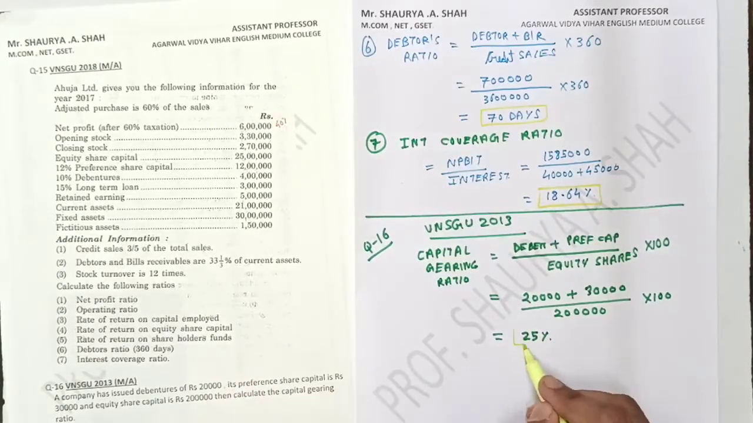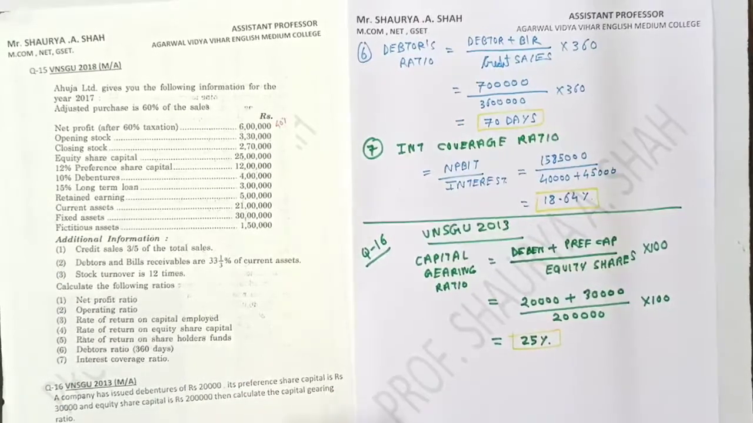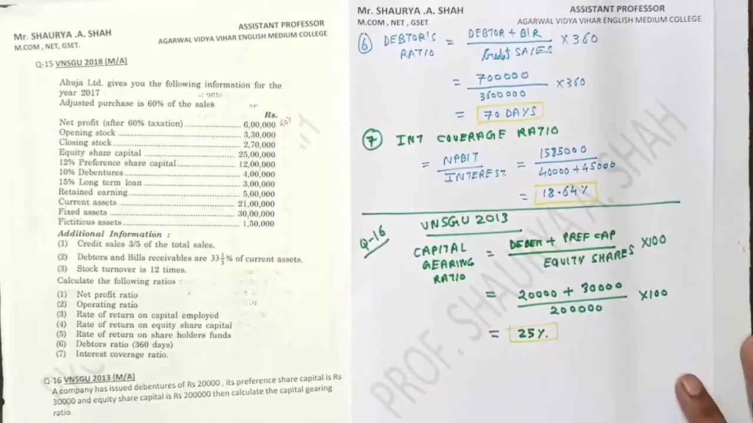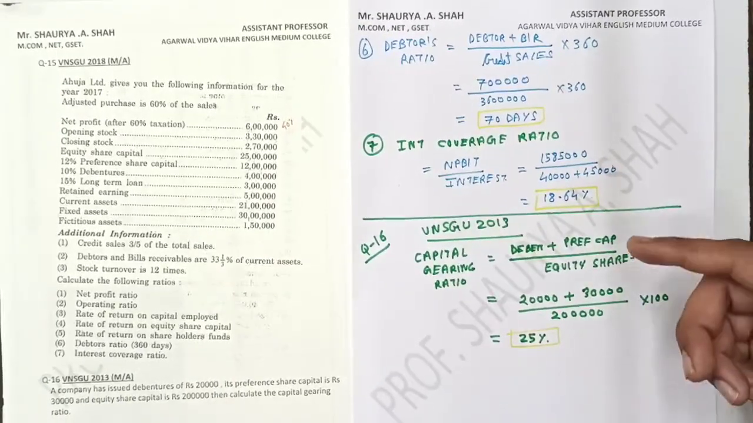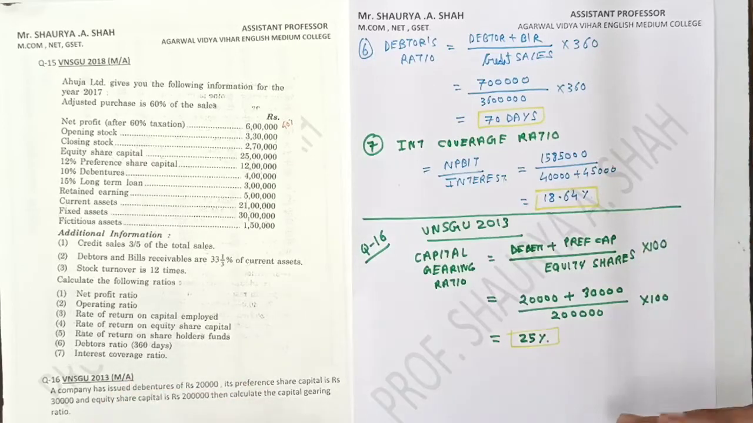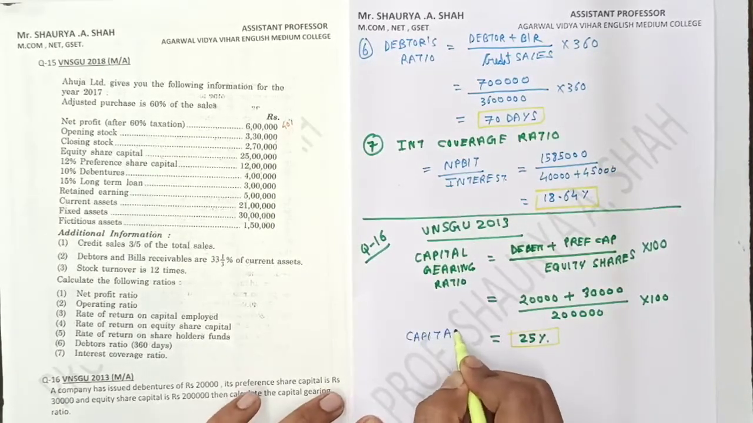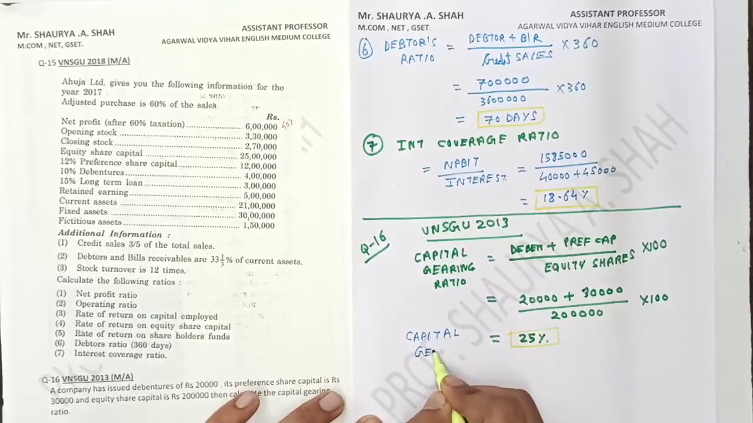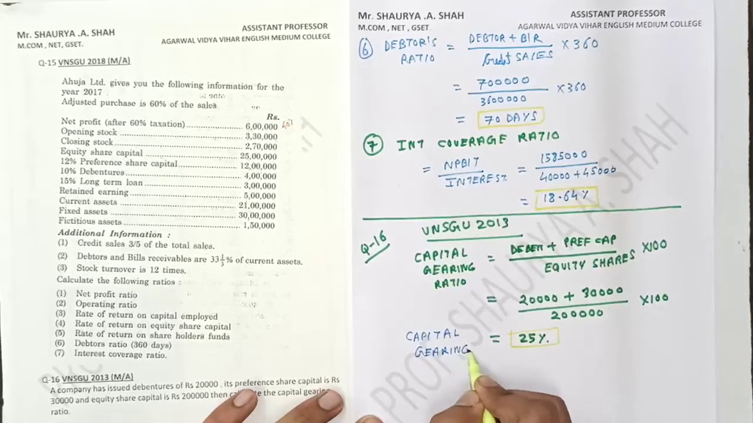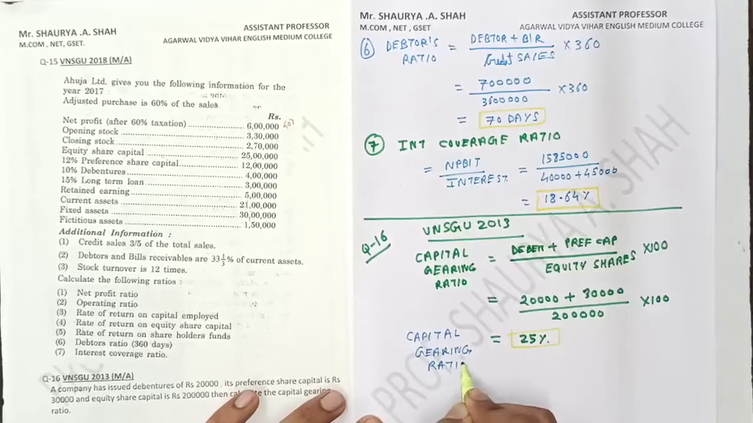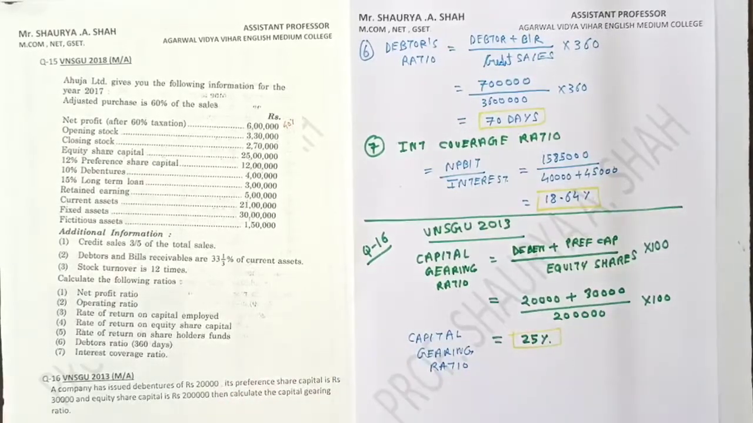So what is capital gearing ratio? Capital gearing ratio shows how much your fixed interest bearing securities are compared to your equity capital. So we can say that 50,000 is 25% of 2 lakh rupees. Fine. So is it clear? This was asked for 2 marks, students. You can easily get it if you know the formula of capital gearing ratio. Hope it is done fine.